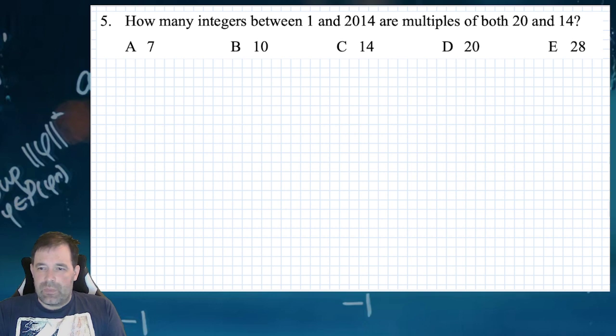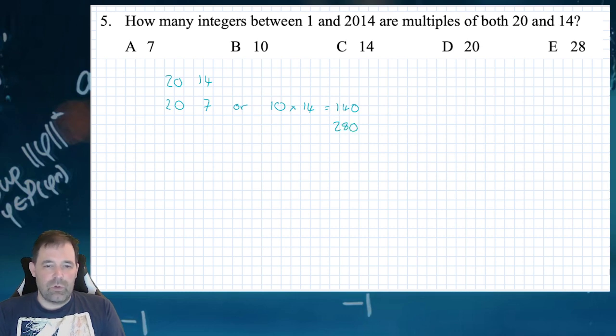How many integers between 1 and 2014 are multiples of both 20 and 14? So, to be a multiple of both 20 and 14, you have to have the same factors. Now, they've both got a factor of 2, so the common multiples between 20 and 14 are going to be the same as the common multiples between either 20 and 7 or 10 and 14, because that 2 is not going to matter. So what we're looking for is the first common multiple of 10 and 14 is going to be 140. If you do your 14 times table, the first time you get a multiple of 20 is 140.